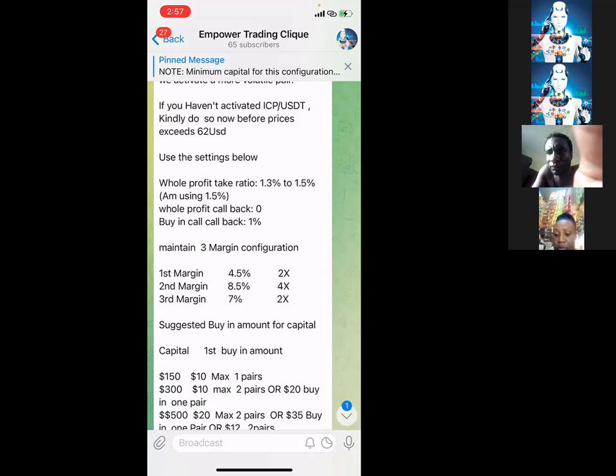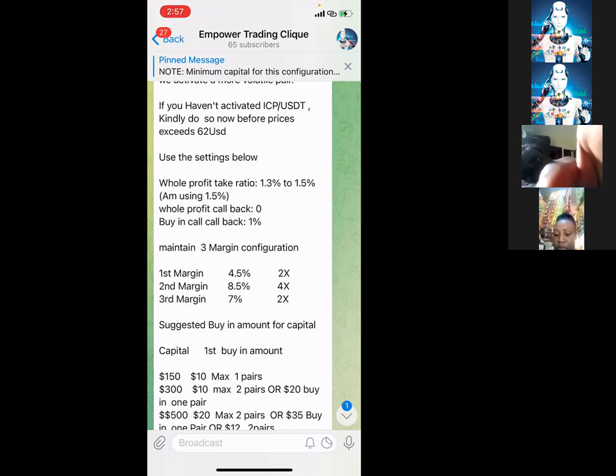What is the martingale strategy? If, for example, you have $150 to enter a transaction, the martingale strategy says, don't carry all the $150 and pump it into the transaction at once. Don't expose all of it to risk. Start with a little fraction. Just start with a fraction. So let's use this as an example. You have a capital of $150.